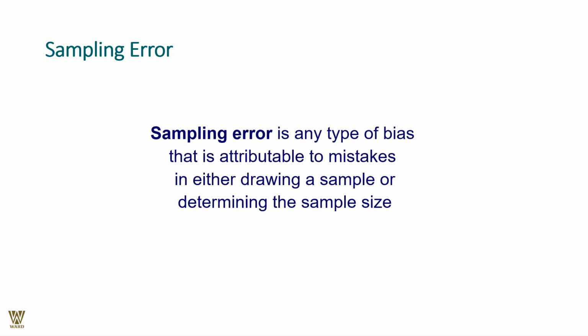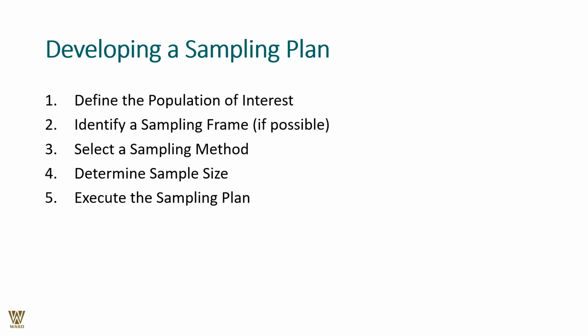There might be cases when your sample does not mimic the exact characteristics of the total population. So what are the sampling errors that you might encounter? Sampling error is any type of bias that is attributable to mistakes in either drawing a sample or determining the sample size. That is what is most important.